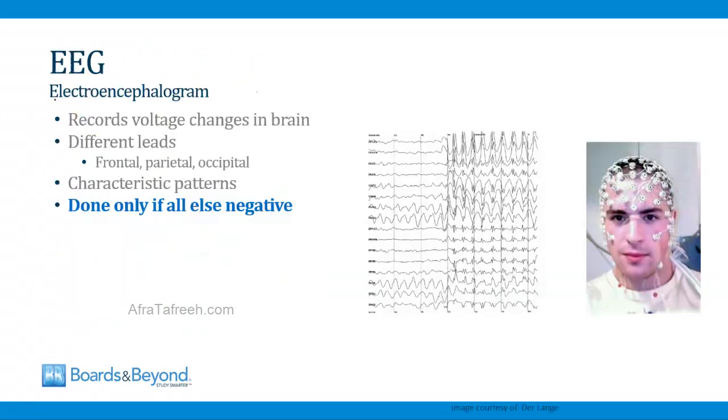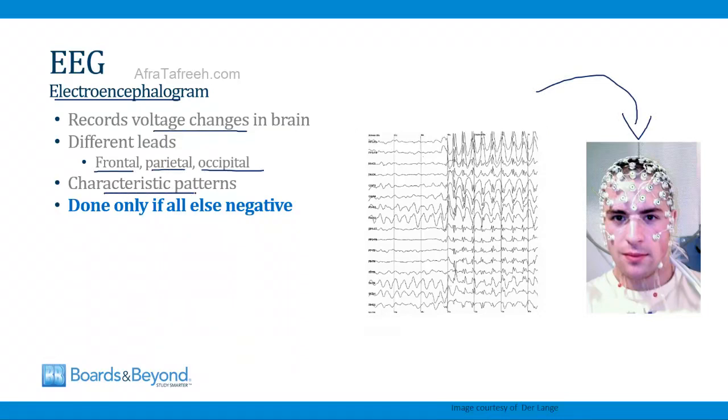So an EEG is an electroencephalogram. It records voltage changes in the brain. There's lots of different leads placed on the head, and they record the electrical activity in different parts of the brain like the frontal, parietal, and occipital lobes. There are characteristic patterns on EEG in patients who have certain types of seizure disorders, and that's why this test is helpful in working up a seizure of unknown cause.